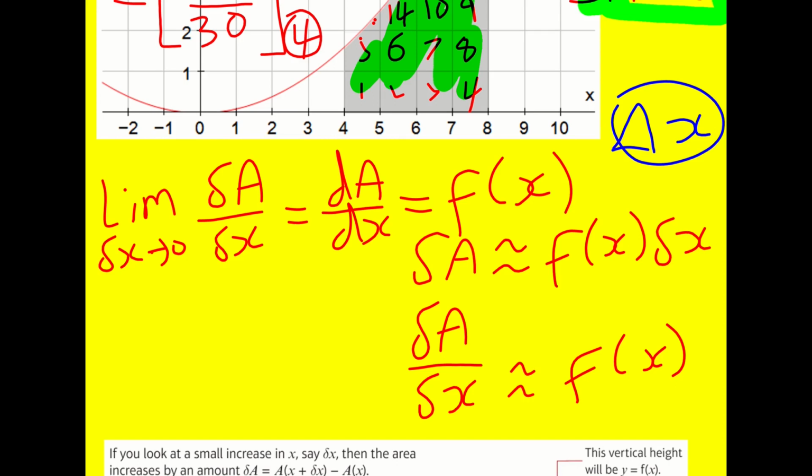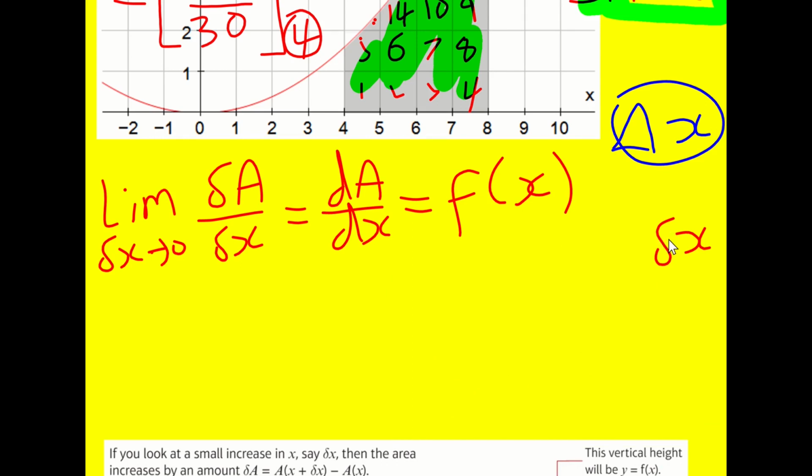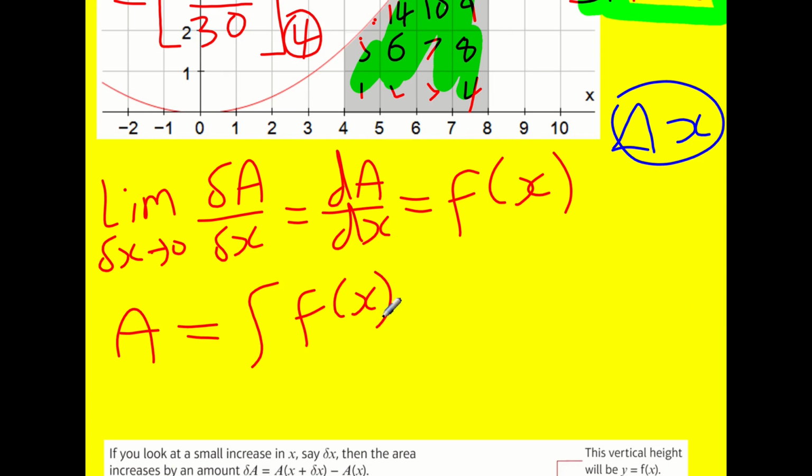And if that is true, we can then use what we did in previous lessons. If I know the derivative is equal to the function, then I can integrate and I can work out the area. The area is going to be the integral of f of x. So I've shown it more generally than when I did that speed time graph or velocity time graph. I've shown it's true for any graph.